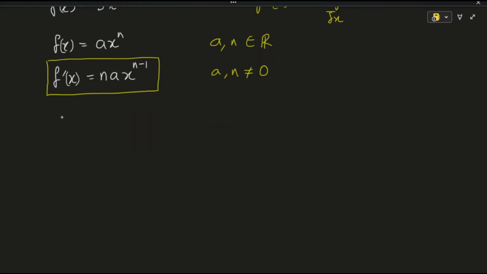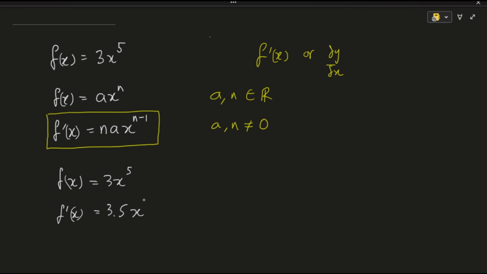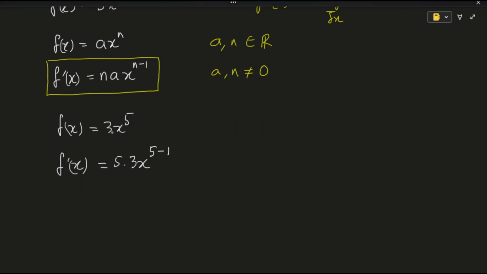So if we consider the function f of x is equal to 3x exponent 5, then its derivative, f prime, is equal to, we bring the exponent 5 down to multiply the original function, then you subtract 1 from the exponent. So the derivative of this function is given by 15x exponent 4.